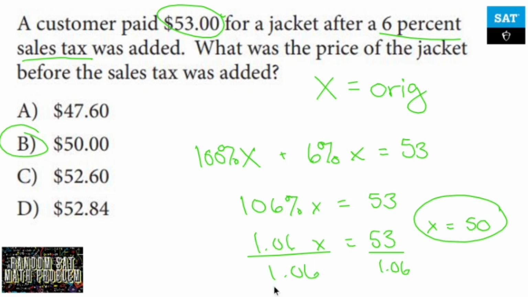$50 for a jacket, which as far as I'm concerned is a steal. Also, as far as I'm concerned, it's a jacket, which is an article of clothing, so you shouldn't have to pay tax. So what are you doing, government? What are you doing? The answer is B.